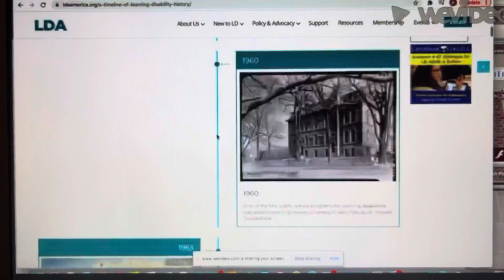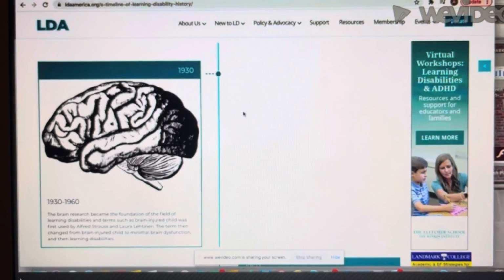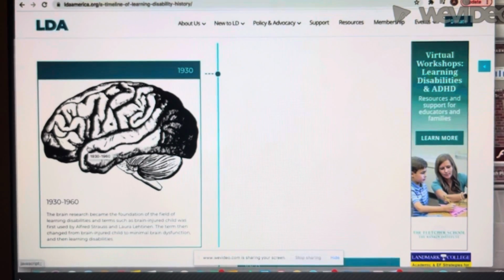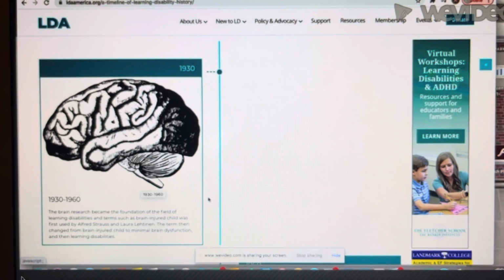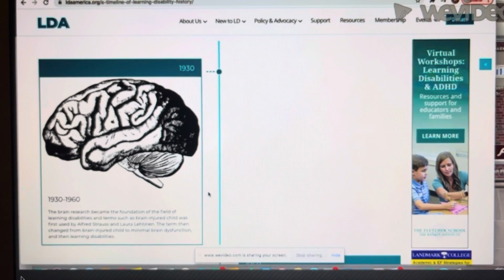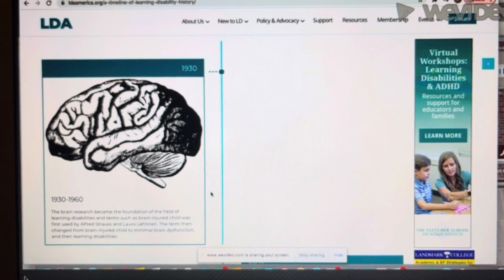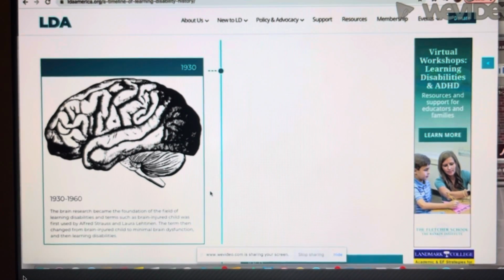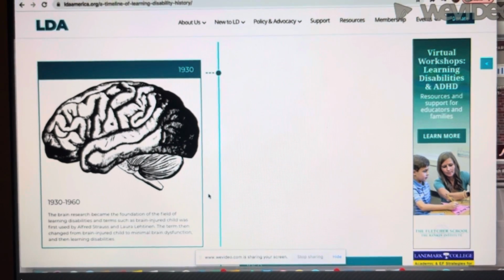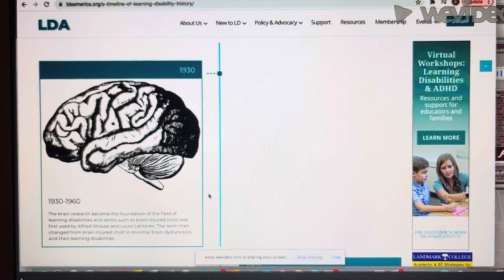Okay. So the first thing that I specifically wanted to talk about was this picture right here that shows a picture of a brain. So the brain research became the foundation of the field of learning disabilities, and the term brain injured child was first used by Alfred Strauss and Laura Lehtinen. The term then changed from brain injured child to minimal brain dysfunction and then learning disabilities. This was all between 1930 and 1960.